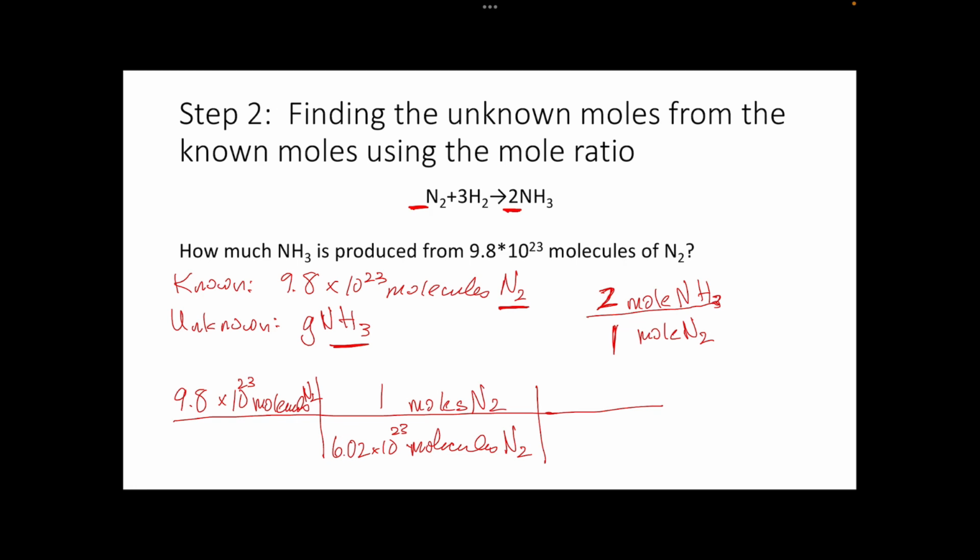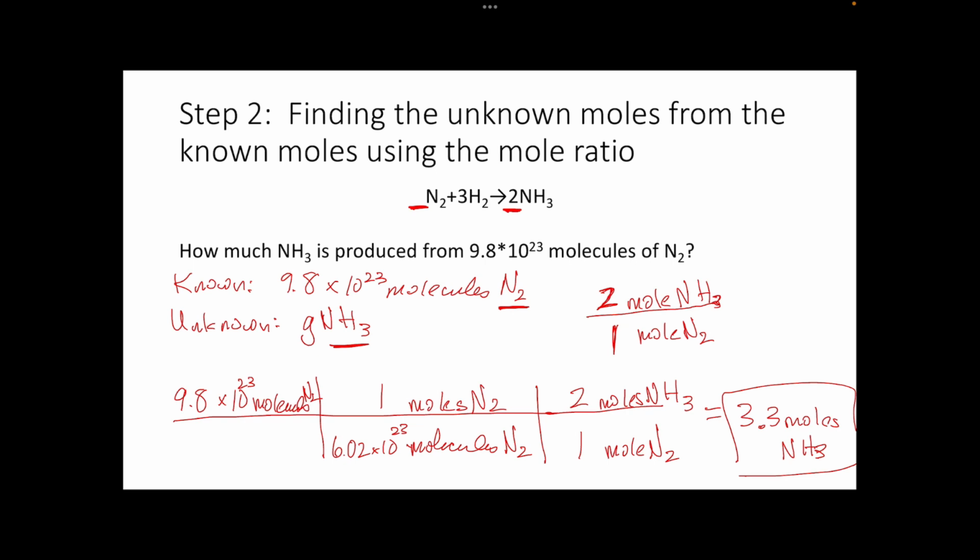All right, the next step, we want moles of N2 on the bottom. Now we're finding a relationship between our known and our unknown. So we want that on the top, so we can use our mole ratio here. Okay, so if we calculate that, we multiply everything on the top, divide by the bottom, and we end up getting 3.3 moles of NH3 from that many molecules of N2. And that is the end of step 2.